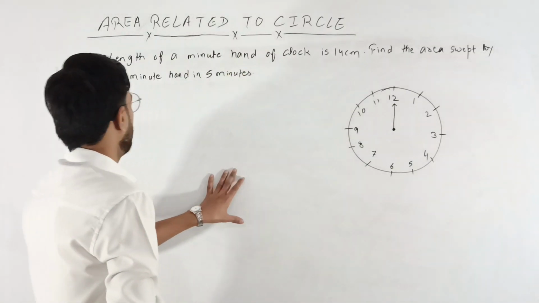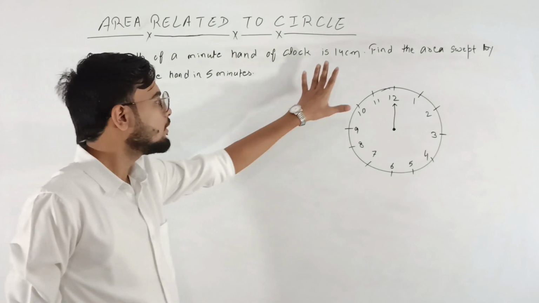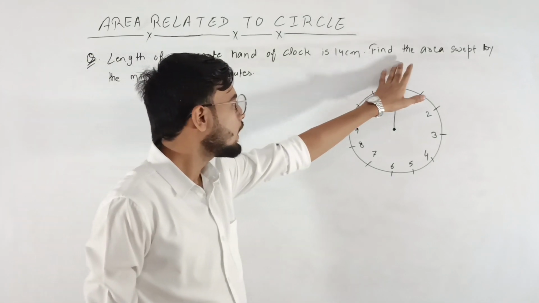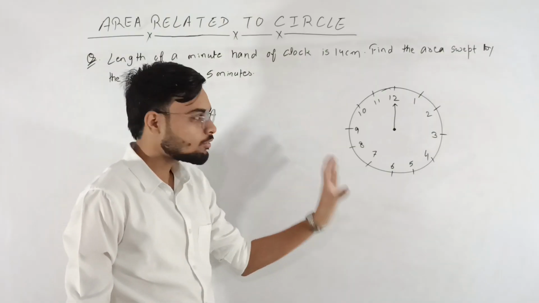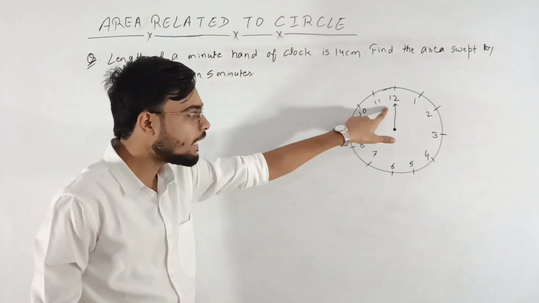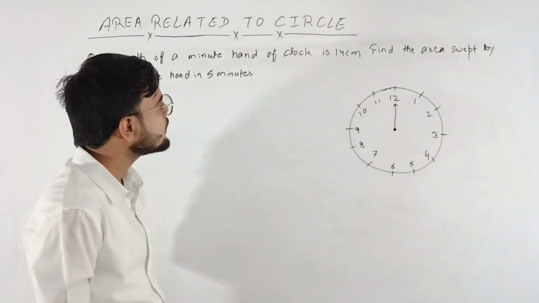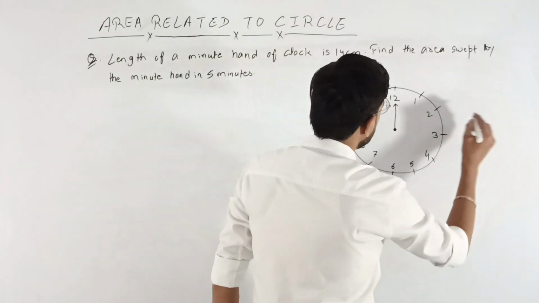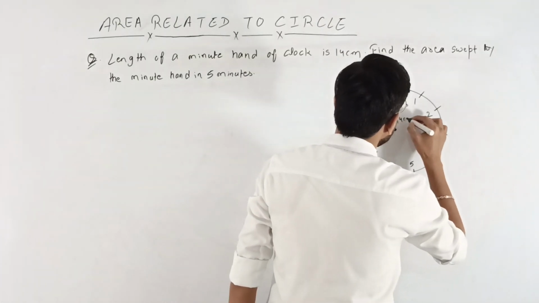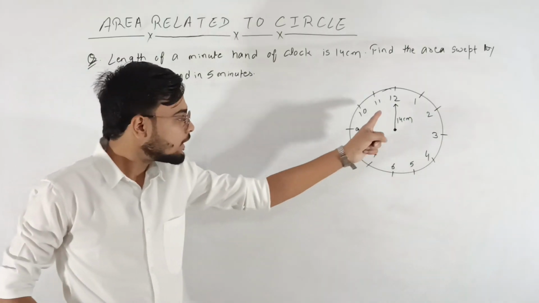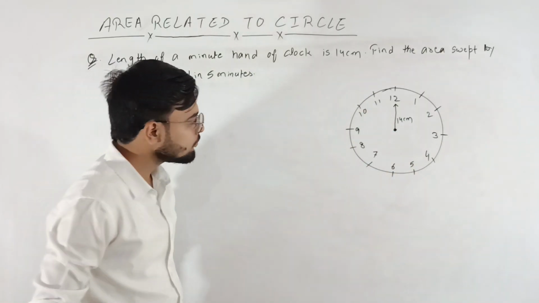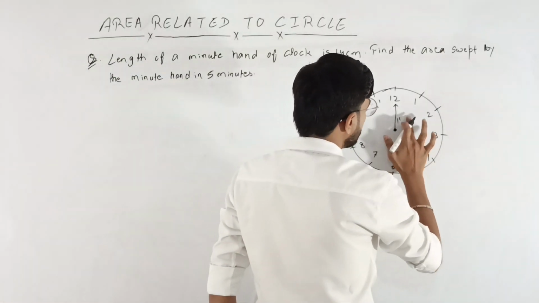Question is what? Length of a minute hand of a clock is given, that is 14 centimeter. Find the area swept by the minute hand in 5 minutes. Look here, there is a clock. Okay, this is a clock, and the length of a minute hand of this clock is given, which is 14 centimeter. Understood? Okay. So we have to find the area when this minute hand covers 5 minutes.